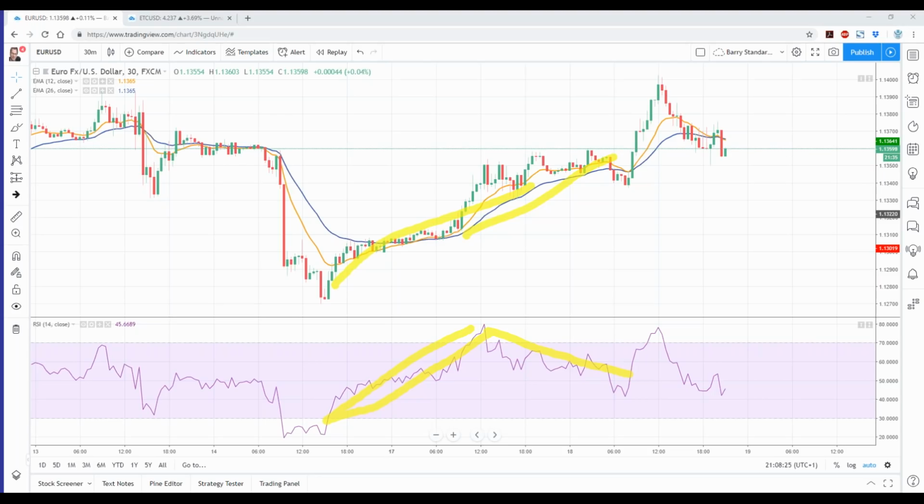Not with the same exact movements and not to duplicate their movements, but at least in the same direction, where the oscillator is making higher highs while the price is still making higher highs. We don't expect the oscillator to be making lower highs while price is still moving up.